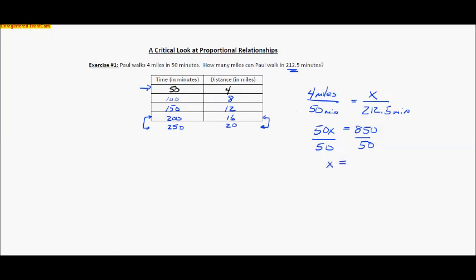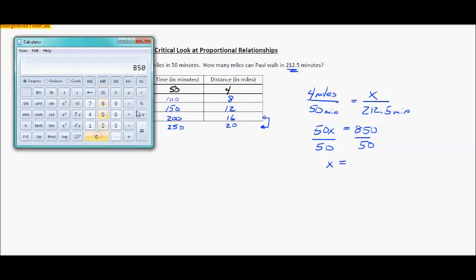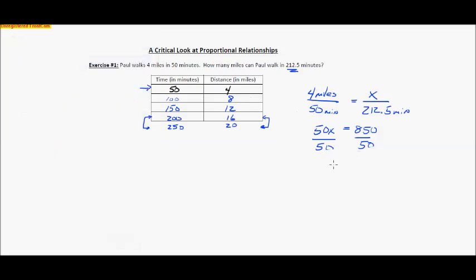Alrighty, and then of course I'm going to solve this by dividing by 50 on both sides. And let's see, bring up my calculator again. I'm going to take 850 and divide by 50, and that comes out real nice. That comes out to be 17. And that tells me that x equals 17, and what I'm looking for is the number of miles that he can walk in that 212.5 minutes. Okay, so I put a little box around there, and in fact, if you go over here, we said that it was going to be in between the 16 and the 20. So there you go. He can walk 17 miles in that 212.5 minutes.